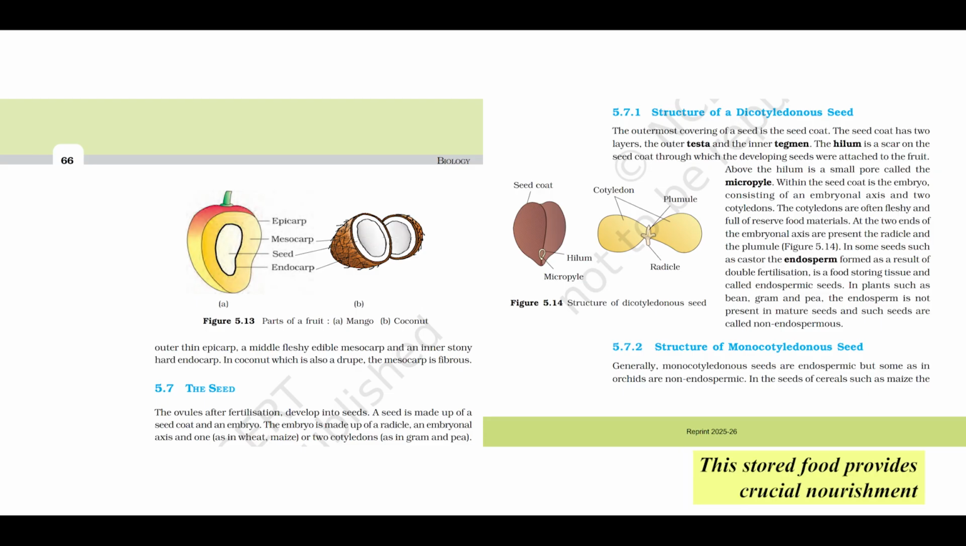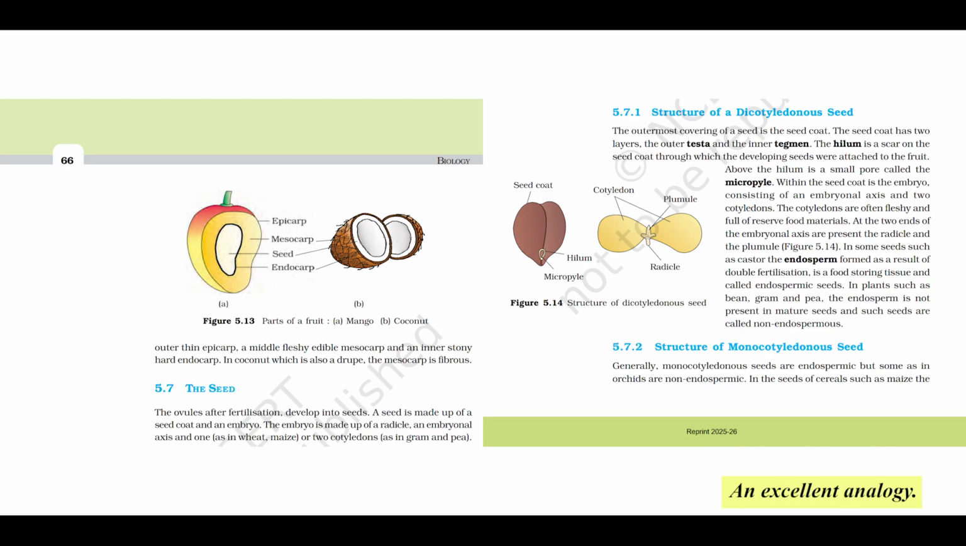This stored food provides crucial nourishment to the developing seedling during germination, before its own leaves emerge and it can start photosynthesizing. This is why pulses like gram and pea are so nutritious for us. We're eating the stored food from the cotyledons. So the cotyledons are like the baby plant's lunchbox.